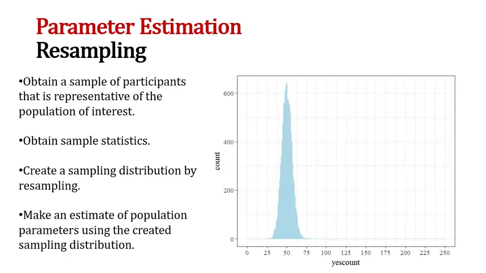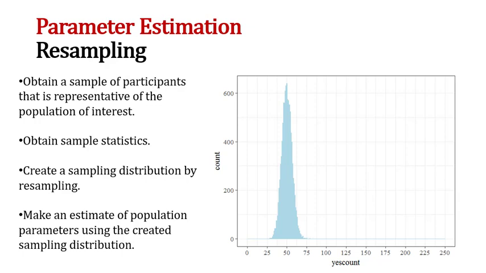Okay, so the procedure for the resampling approach is: obtain a sample of participants that is representative of the population of interest, so this is the same as the other two approaches. Obtain a sample statistic, that's the same as the other approaches. Now the third step is different. Create a sampling distribution by resampling.